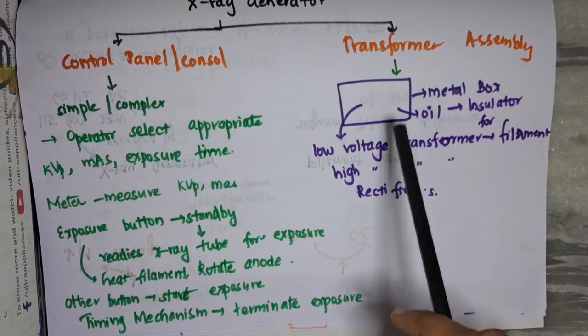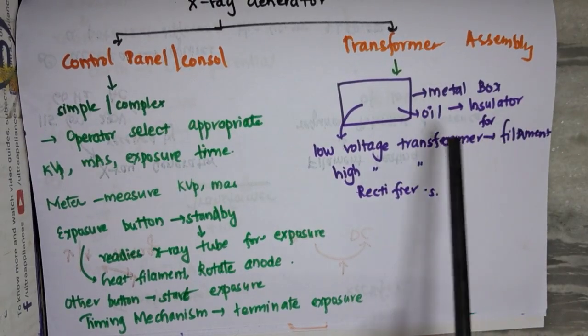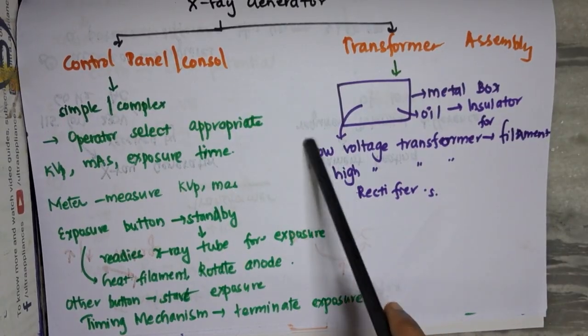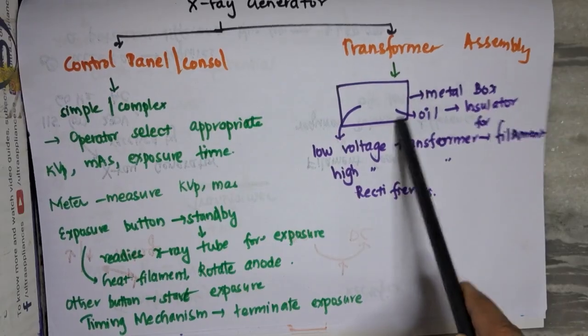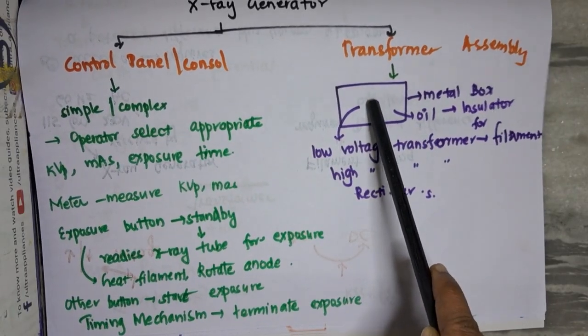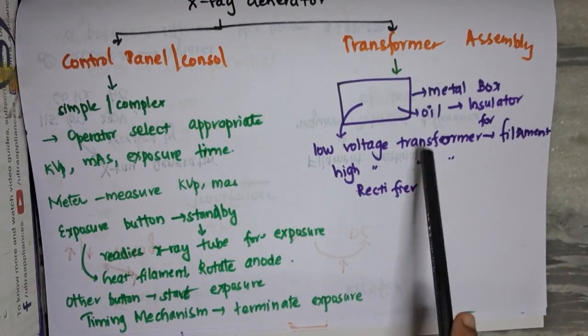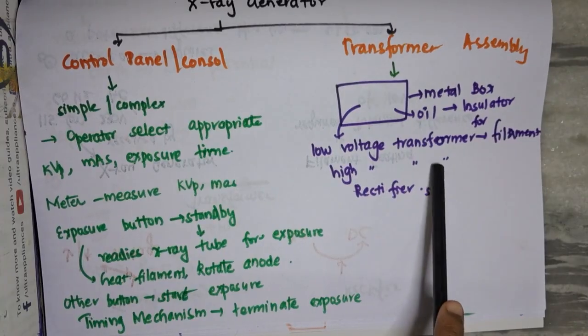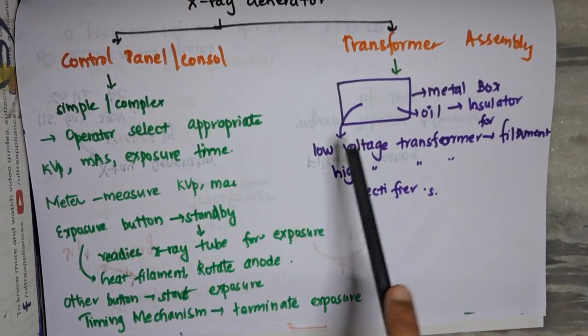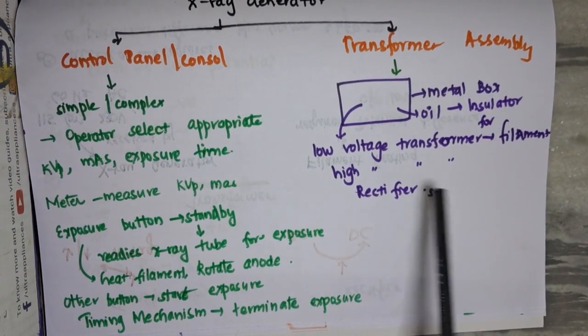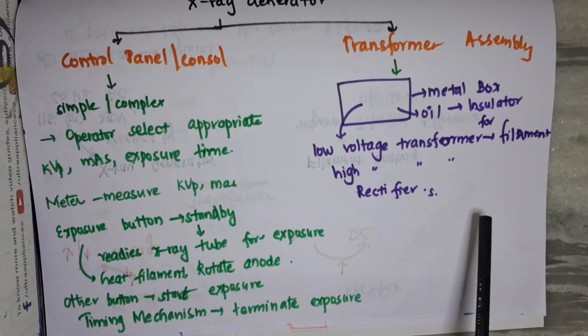Then we have the transformer assembly. This transformer assembly is a grounded metal box, and this grounded metal box is filled with oil. It consists of a low voltage transformer for the filament circuit. It also contains a high voltage transformer, and a group of rectifiers.